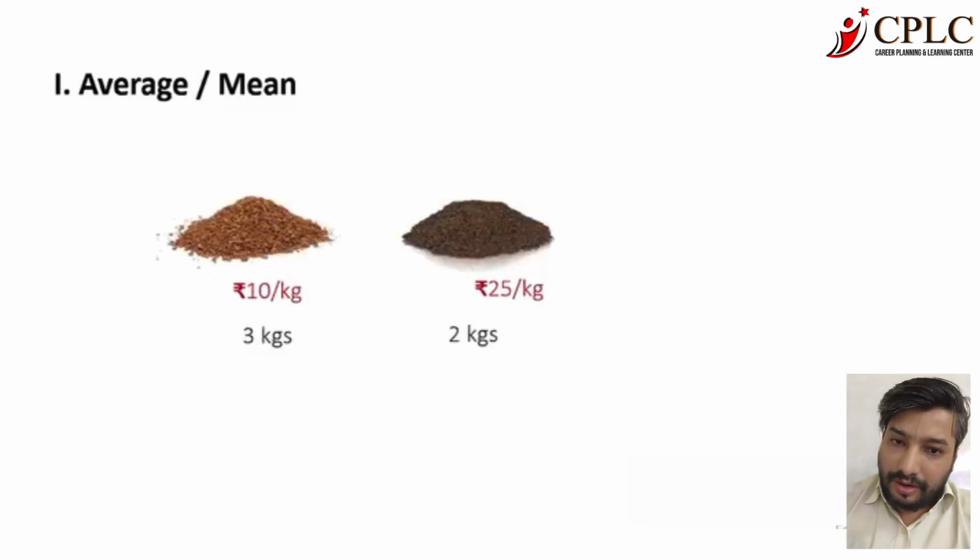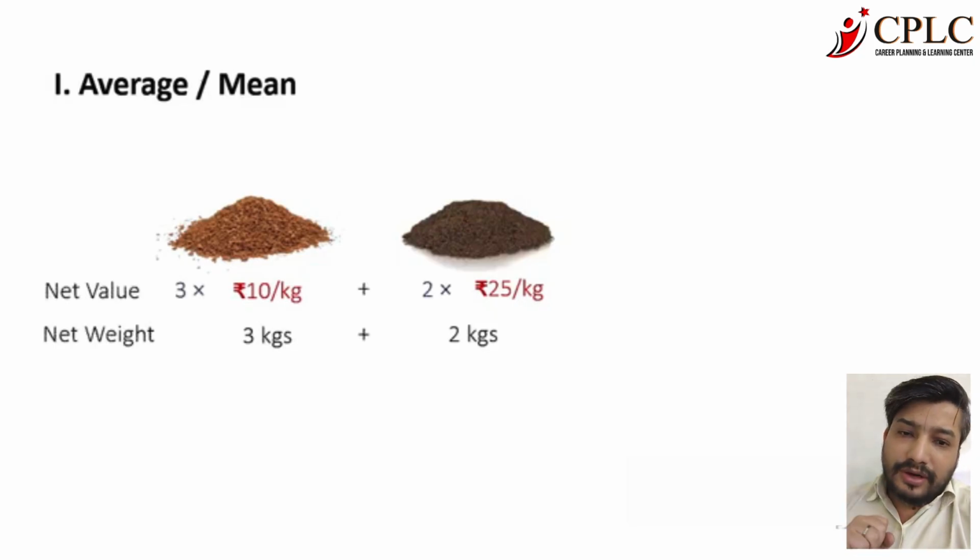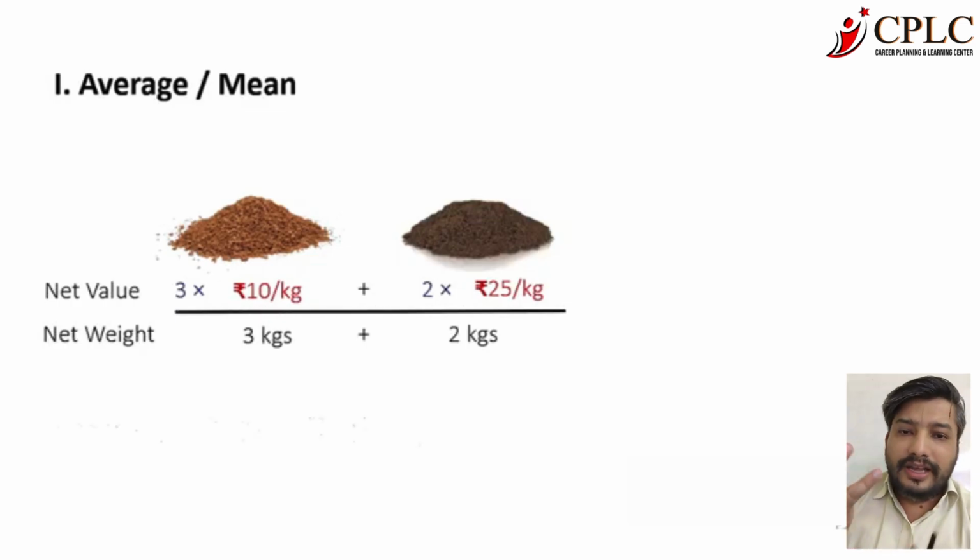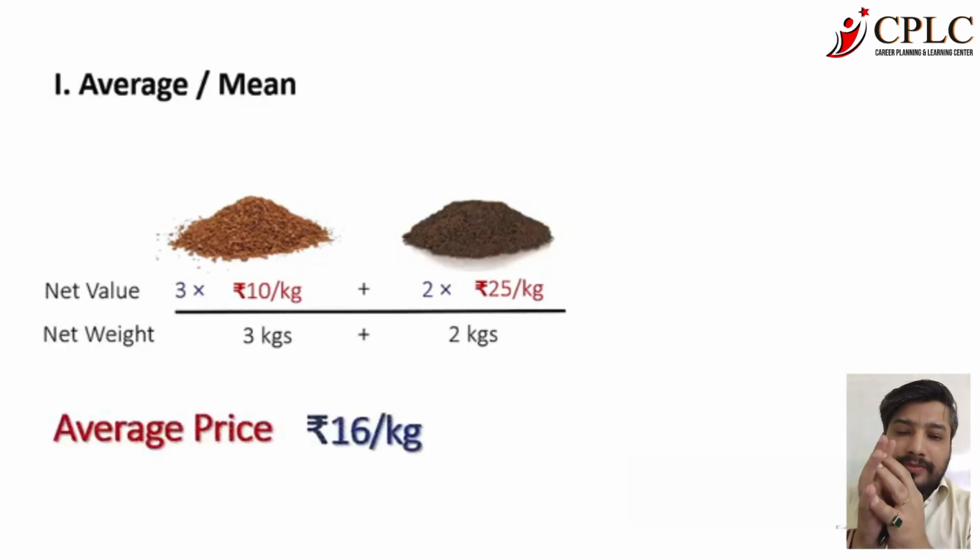10 rupees per kilo, 3 kilos, 30 rupees, and 25 rupees per kilo, 2 kilos, 50 rupees. When you add all of them, you get 80 rupees as your investment, and in this 80 rupees you have gotten 5 kilos worth of mixture, 3 kilos of one variety and 2 kilos of the other variety. So 80 divided by 5, you get 16 rupees as your average price. This method of multiplying weights with the prices, you can call it the weighted average.